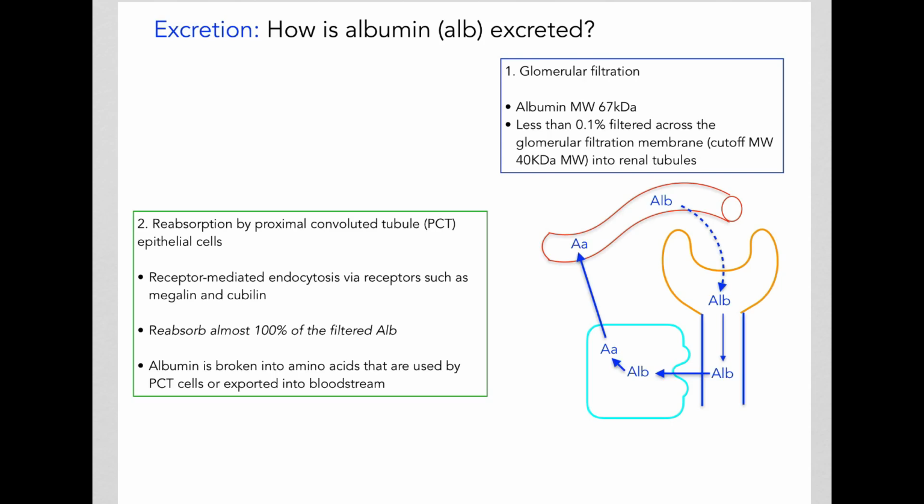This albumin in the tubules is then reabsorbed by the proximal cells, again by receptor-mediated endocytosis using receptors such as megalin and cubilin. So almost all of this albumin, 100% of this albumin, is reabsorbed by these cells. And once it goes into the proximal convoluted cells, the albumin is broken down into amino acids, which can be used by the cell or can be sent out into the bloodstream.